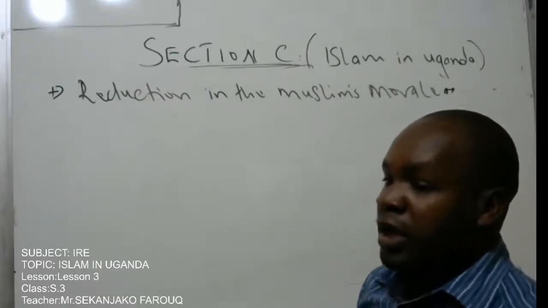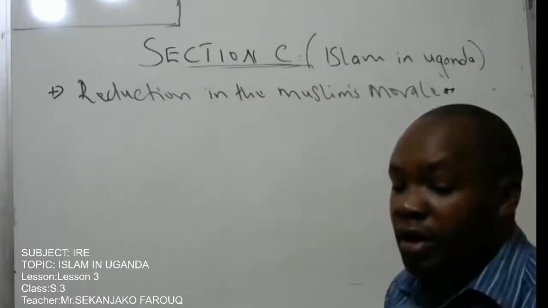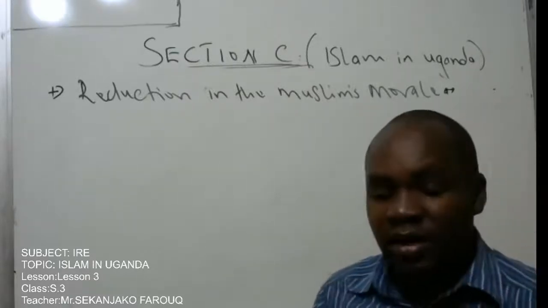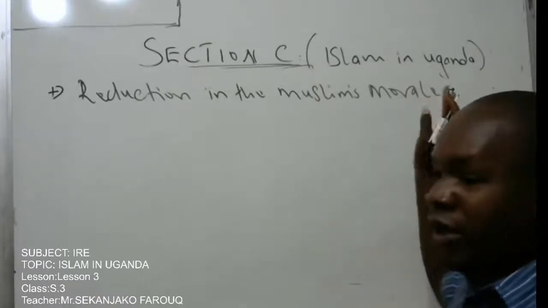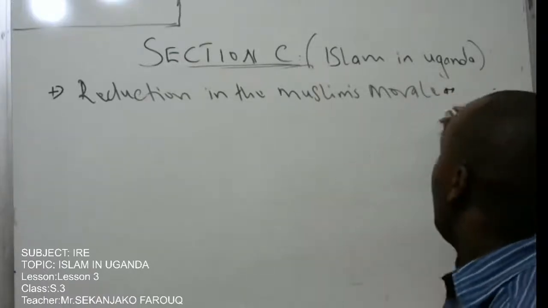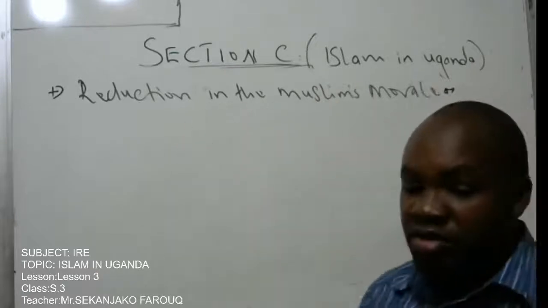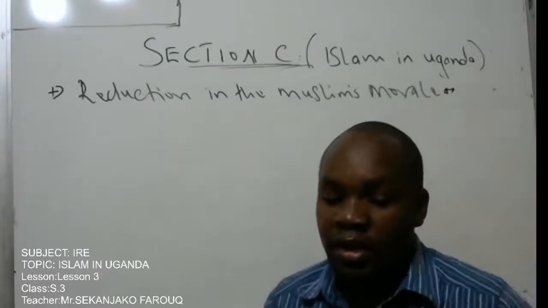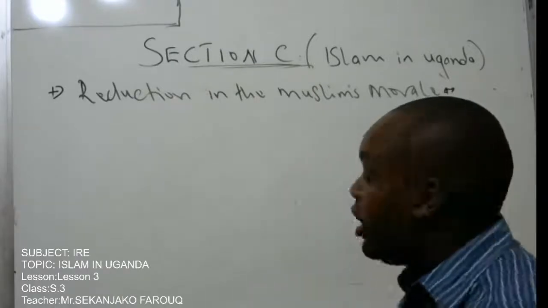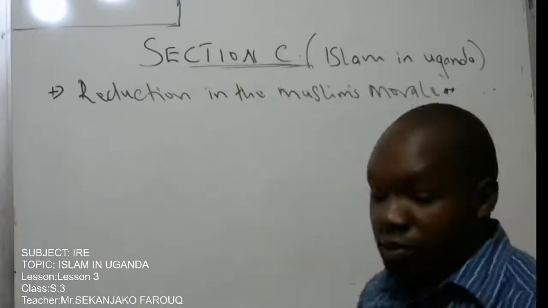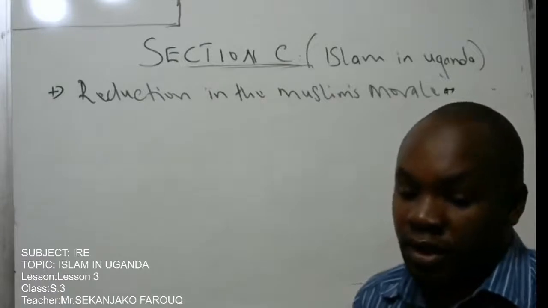So let's say they began in 1888 with a lot of morale. At the end, by the end of 1893, many of them were sent to different areas, and therefore their morale of fighting reduced, and this gave an upper hand to the Christians to take over, and that explains why the Muslims had to be defeated.